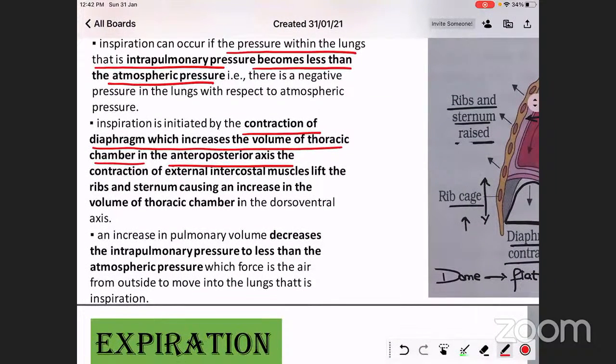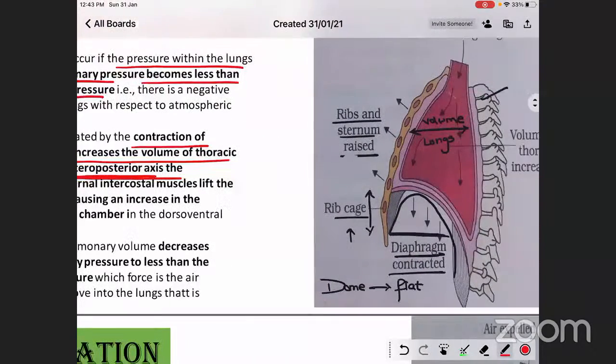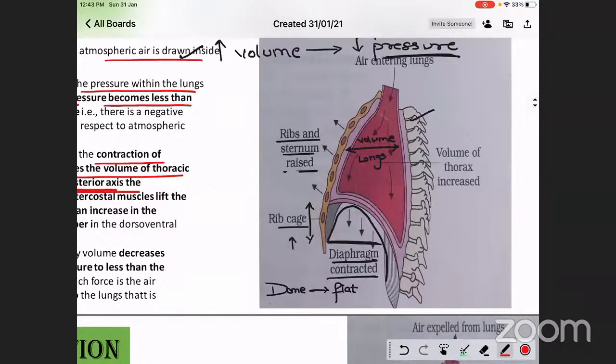So first of all, what has taken place? Contraction of the diaphragm has taken place. The diaphragm has converted from the dome shape to flat and increases the volume in the anterior-posterior axis. You have to remember this axis, in which axis the diaphragm is increasing the volume.